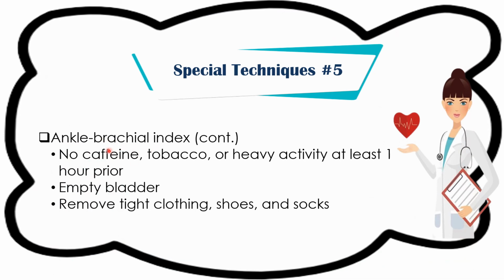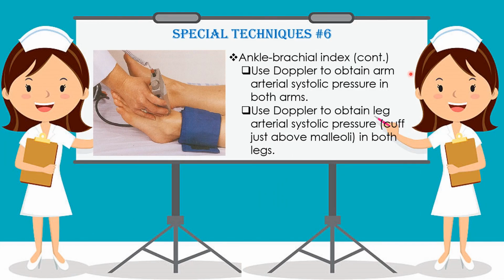Okay, for the procedure of the ankle brachial index, make sure that the patient has had no caffeine, tobacco, or heavy activity for at least 1 hour prior to the procedure. You can ask the patient to empty the bladder and remove tight clothing, shoes, and socks. So you can use Doppler to obtain the arm arterial systolic pressure in both arms. And you can use Doppler to obtain leg arterial systolic pressure. So you have to put the cuff just above the malleoli in both legs.